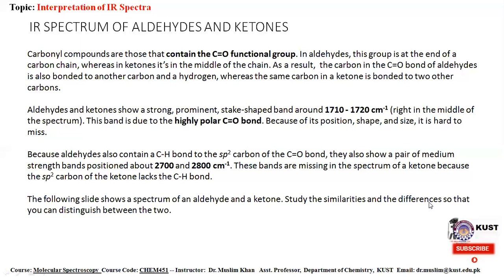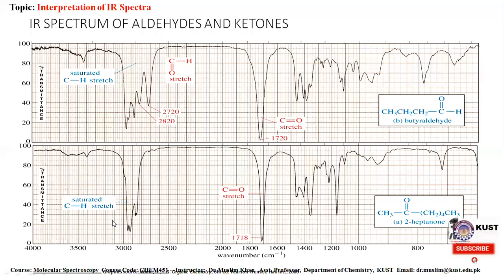Study the similarities and the differences so that you can distinguish between the two. Here is the example. This one is butyraldehyde: the carbon attached to the oxygen with a double bond, but at one terminal this carbon is attached to a hydrogen atom. While the ketone is 2-heptanone. The same carbonyl group is present, but it is attached to two other carbon atoms.